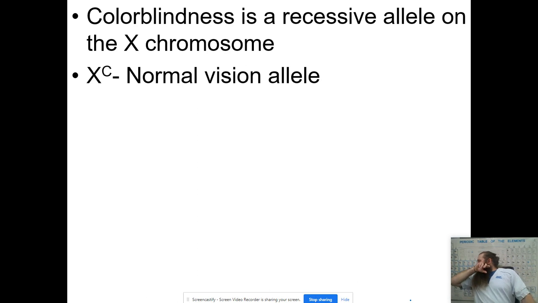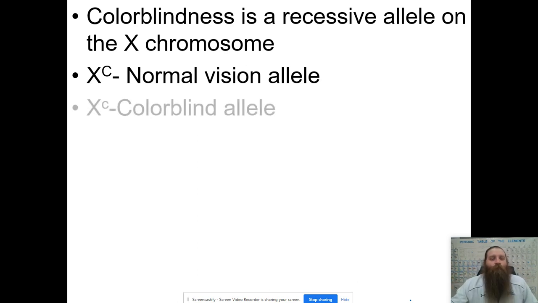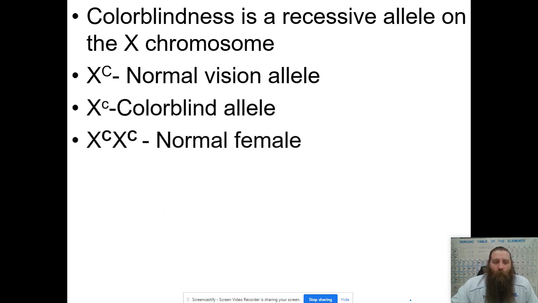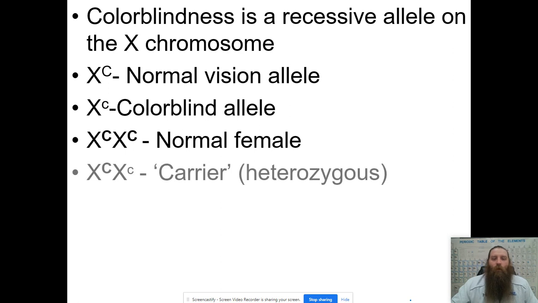So normal vision is dominant, so that's big C. Little c will be the colorblind allele. A normal female would be big C, big C. A carrier female is big C, little c.